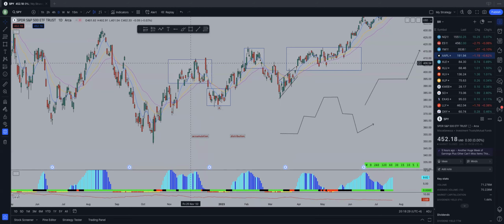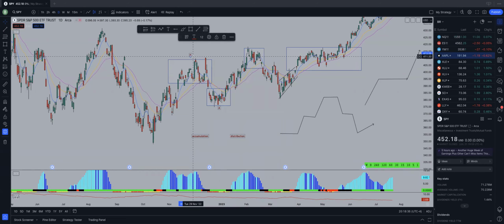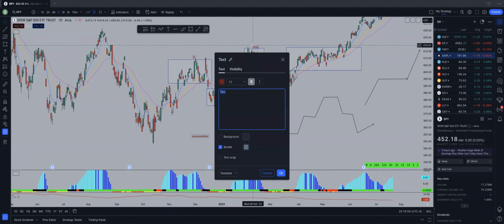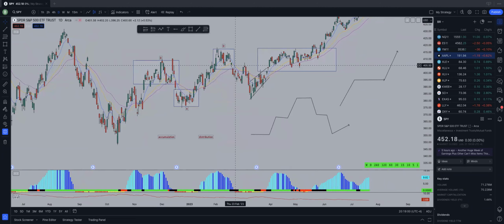This would be considered a distribution phase. Put a D there. Distribution. They're distributing their shares. Once they feel like they have gotten out of enough shares and they've liquidated enough of their position, they've gone short, then they can push it to the downside. And then, okay, there's the accumulation, and then we have our move up. And then what do you know? We have a new distribution phase. Here's a new distribution. And then we have our move down.